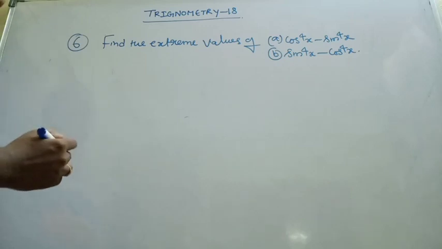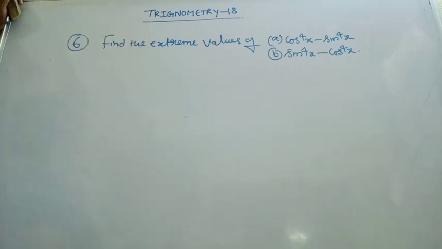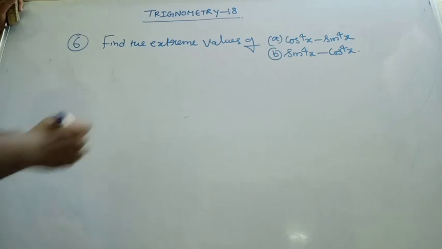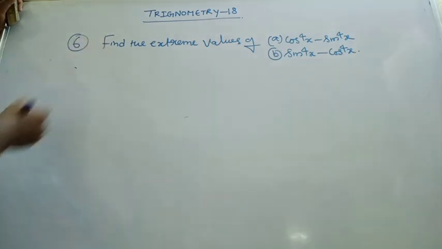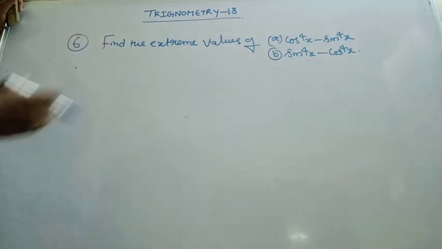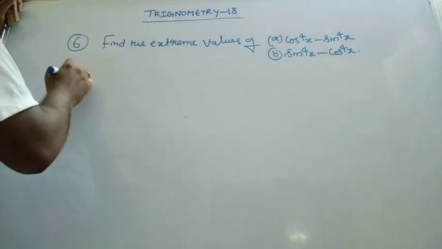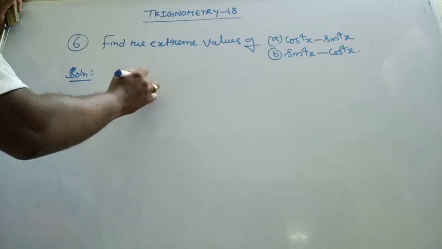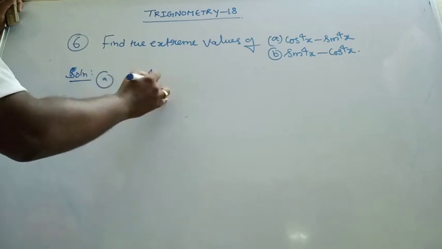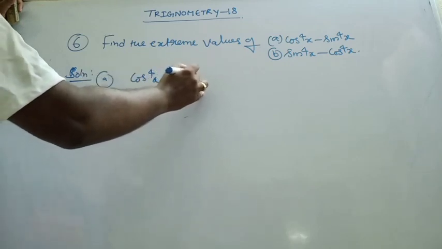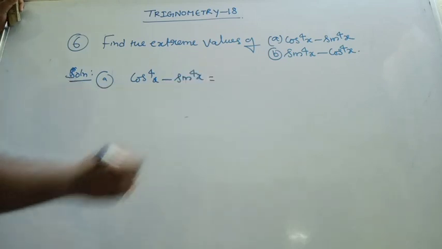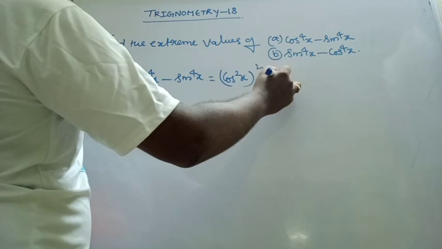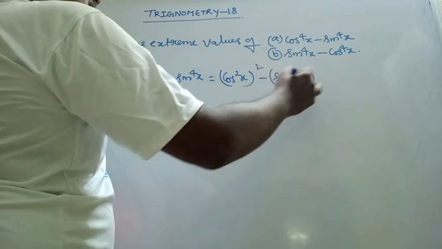See, my dear students, now the extreme values of the sixth one: part A, cos power 4x minus sin power 4x, and part B, sin power 4x minus cos power 4x, which is the negative of the other one. How are we going to do this particular one? You see, for the A part, cos power 4x minus sin power 4x, we can write it as cos square x whole square minus sin square x whole square.